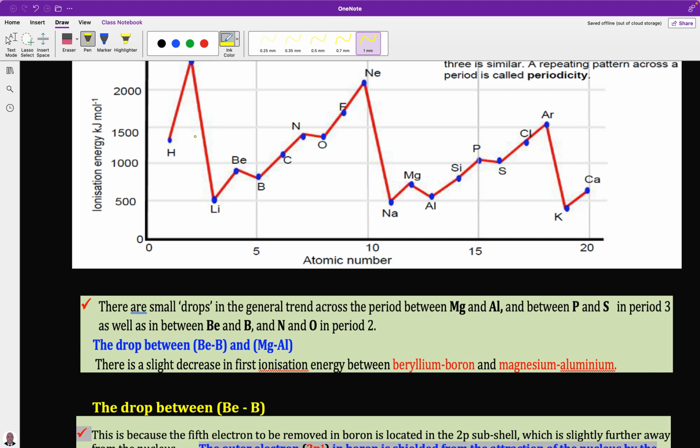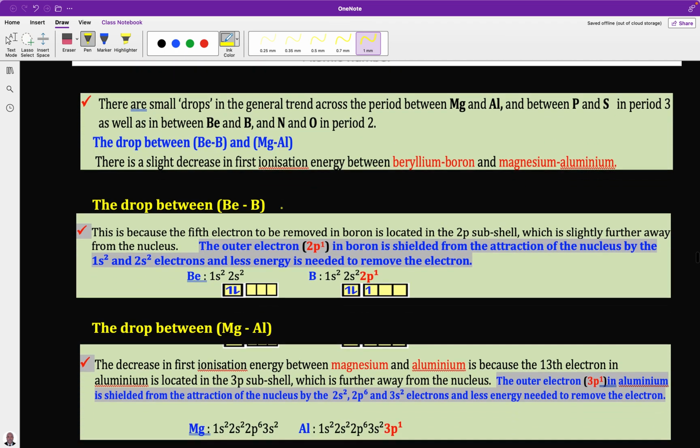Or they can say, contrary to the consistency in the rise in the ionization energy, there is a drop after beryllium. Explain why. Or they can say, why is it that boron has a lower first ionization energy than beryllium? And this is the reason.